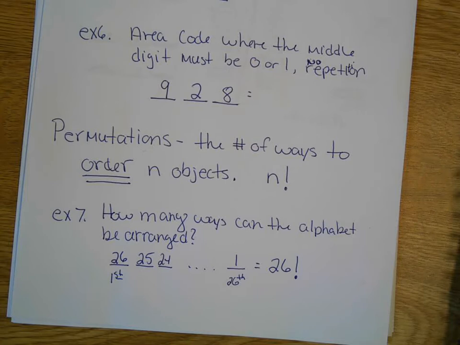Okay, so what is 26 factorial? 4.03291461E26, so 4 times 10 to the 26th power, approximately.